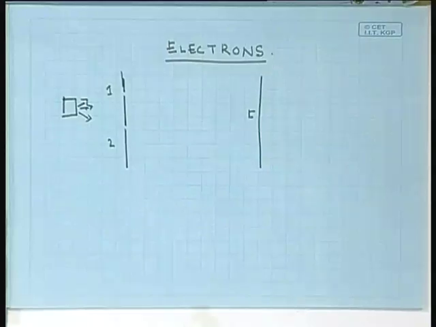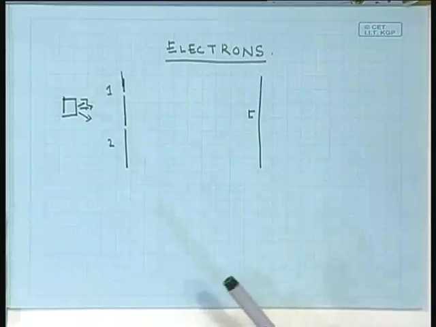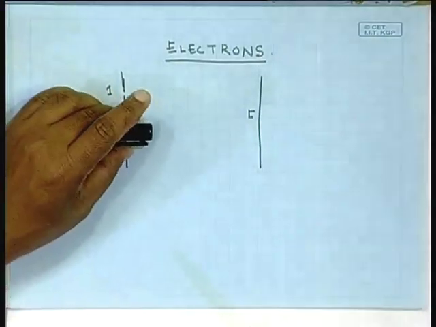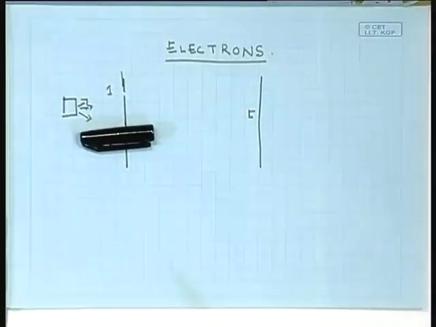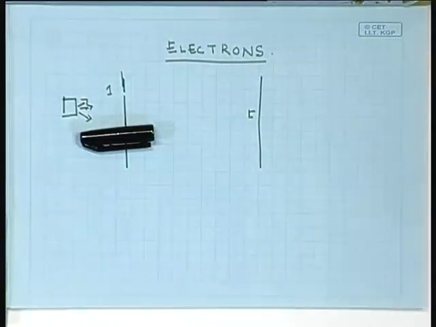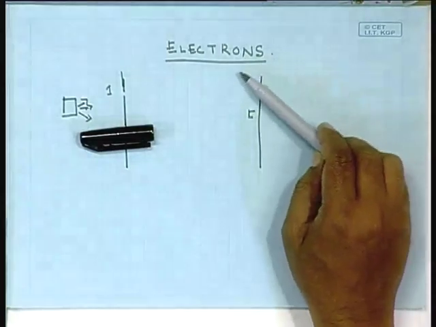Now, let us again deal with this in two steps. The first situation that we are going to consider: we close slit 2, open slit 1, and we record the probability of the electron arriving at different points on the screen.